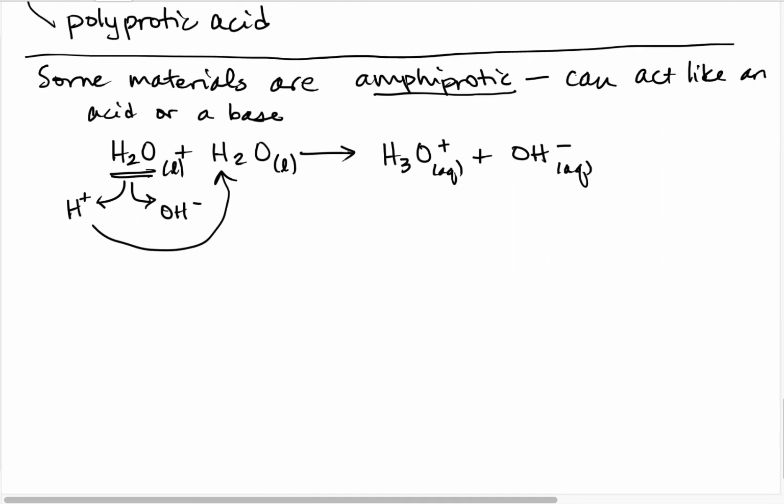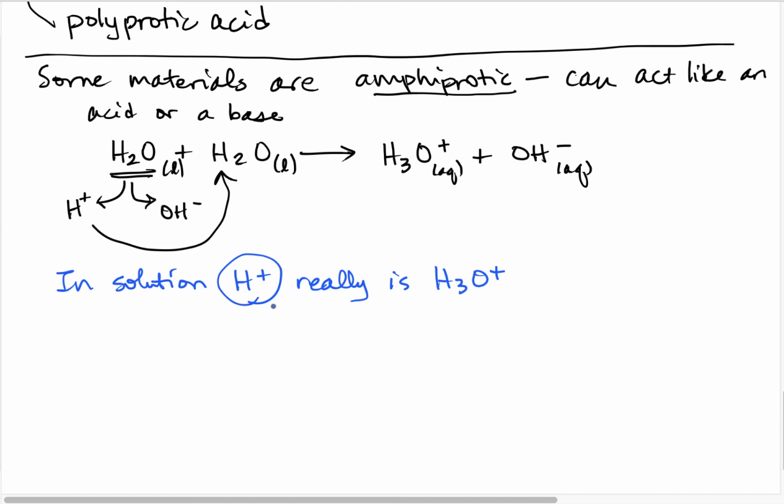In fact, in solution, we said that H plus shows up and is donated by an acid. H plus really is H3O+ in solution. These little protons do not hang out on their own. As soon as they get into solution, they find a water molecule to hang out with, and they make this hydronium ion, is what it's called.